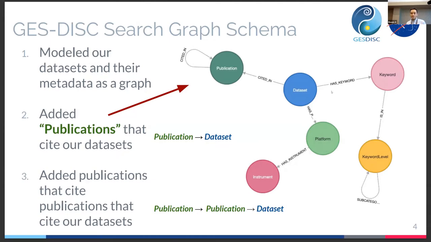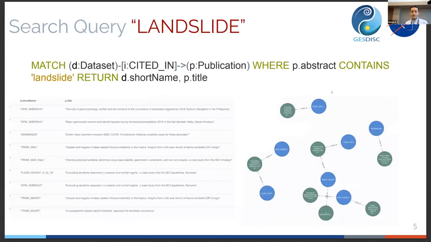This is one of our first steps towards having a knowledge graph, and we created basically a knowledge graph of the metadata. So the nodes that you see, data set, platform, instrument, keyword level, they're all just coming from the metadata. And then we added the publications that cite our data sets to this graph. And we also added the publications that cite those publications to this graph. This is really interesting because for a keyword like landslide that we just got one data set back from our current search, now with a simple Cypher query for Neo4j, you can immediately see that we can find that particular keyword in the abstract of the publications we index in this graph, which are the green nodes, and they lead us into the data sets.